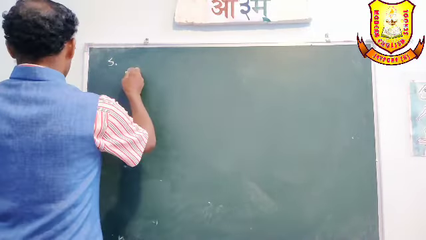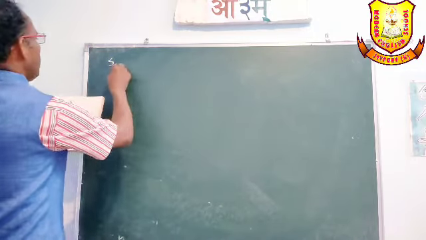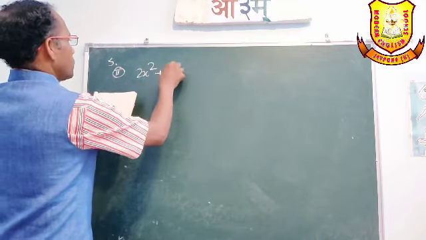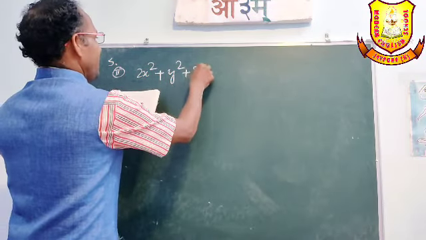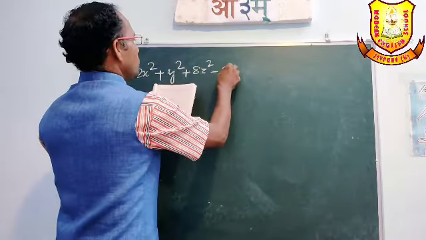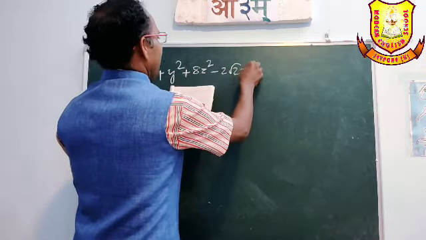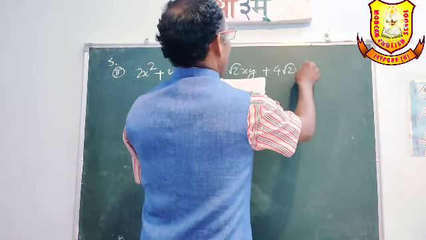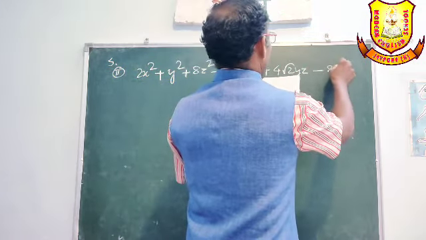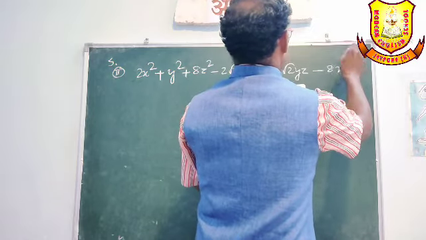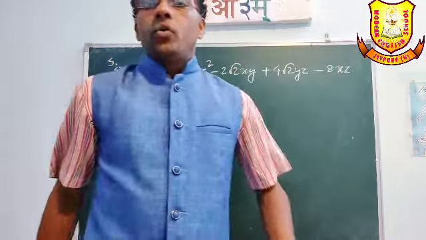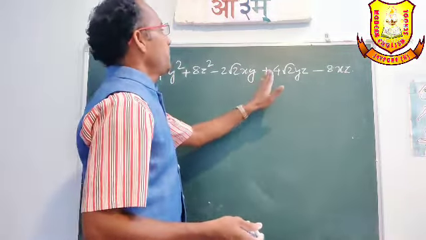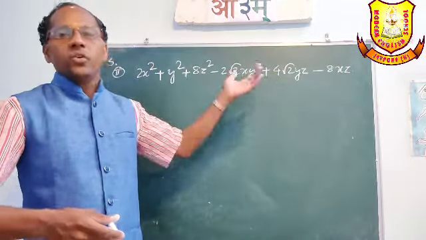Now question number 5. Factorize. So the second bit I am doing: 2x square plus y square plus 8z square minus 2 root 2 xy plus 4 root 2 yz minus 8xz. Okay, obviously it is looking like a square plus b square plus c square minus 2ab plus 2bc minus 2ca. It is looking like that.